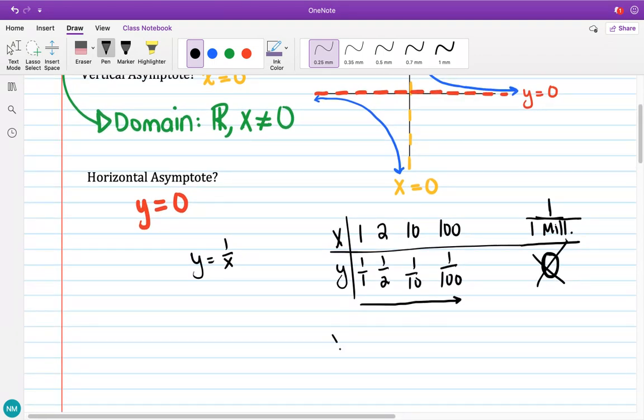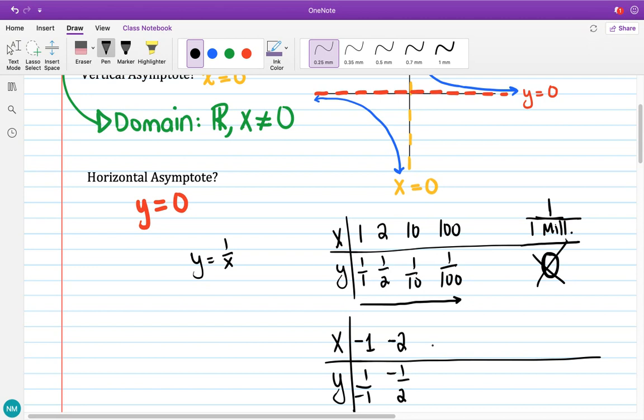But then what happens when x gets infinitely smaller? Let's say x is -1. Well, we have 1 over -1, which is -1, so it's going to be somewhere like there. Then let's say it's -2. Then we have -1 over 2. Then we have -10, -1 over 10, -100, negative. So it's the same behavior, but it's just in the negatives now. As x is negative, y is negative.